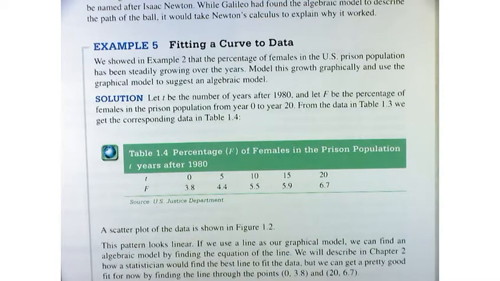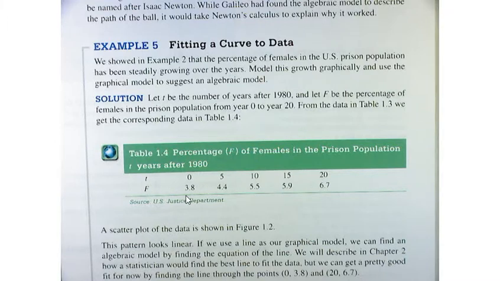So the next thing that we want to do for example number 5 is we're going to fit curves to data. So we showed in example number 2 that the percentage of females in the U.S. prison population has been steadily growing over the years. Model this growth graphically by using a graphical model and then suggest an algebraic model. So what we're going to do is we have these two values. This is the time in years, and this is the percentage of the total population.